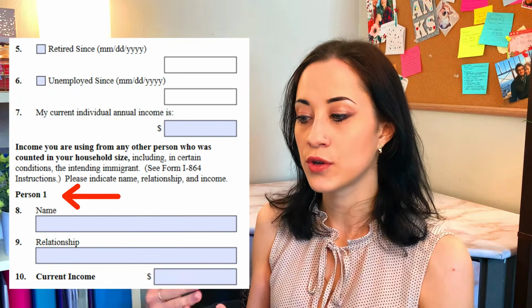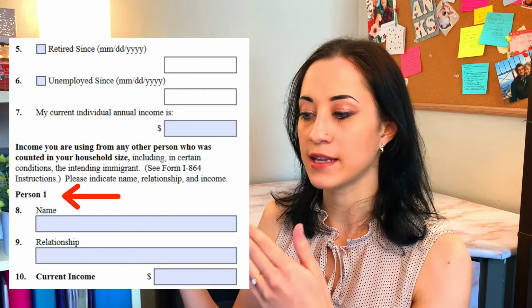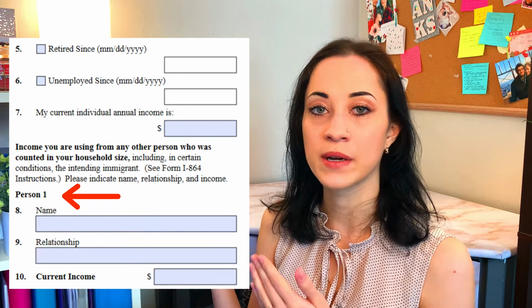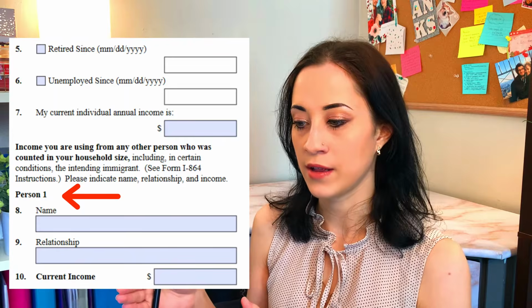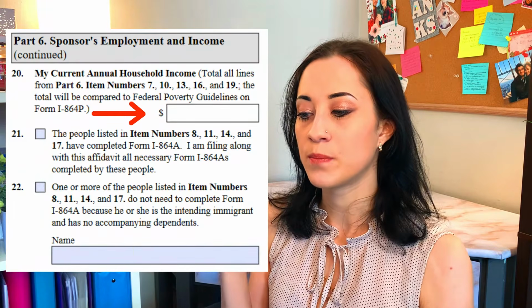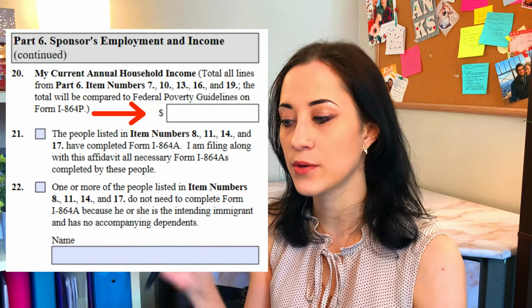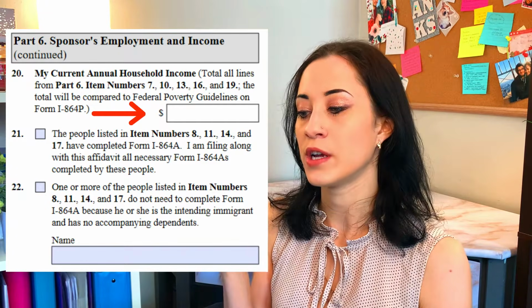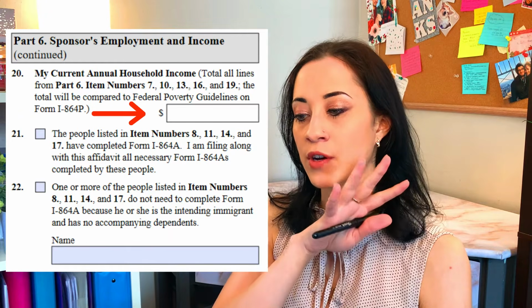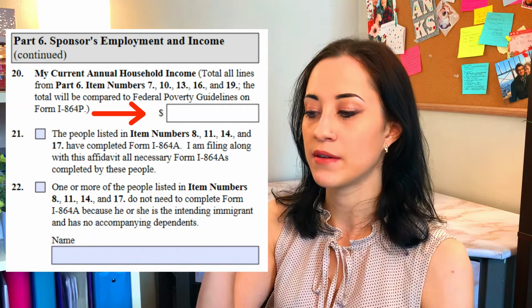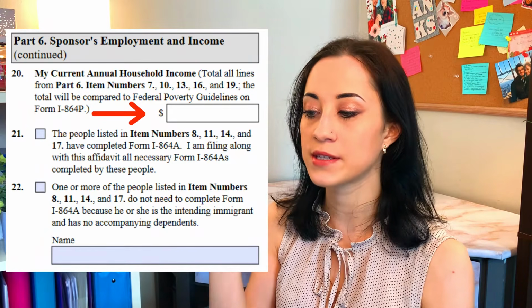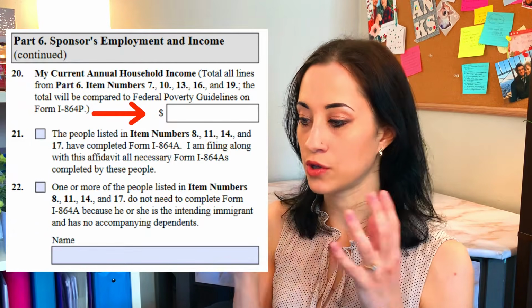If you're using household members, obviously in the lines later on, as you can see, you can input their income as well. And now when we move on to part 6, question 20, it is asking my current annual household income. So here is when you would add up whatever you have written for yourself and whatever you have written for your household members, and here you will put in a total number. If you're married filing jointly, you still have an option to only use your income as a sponsor.